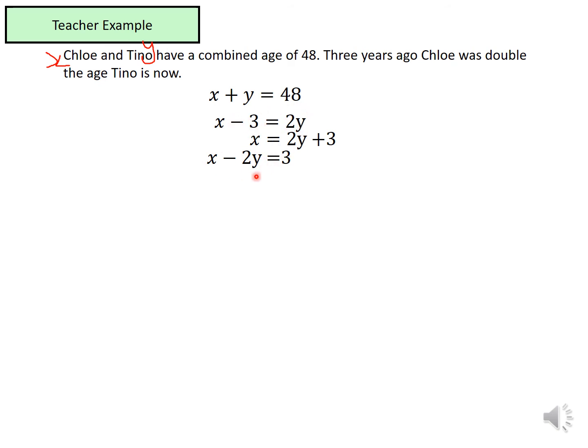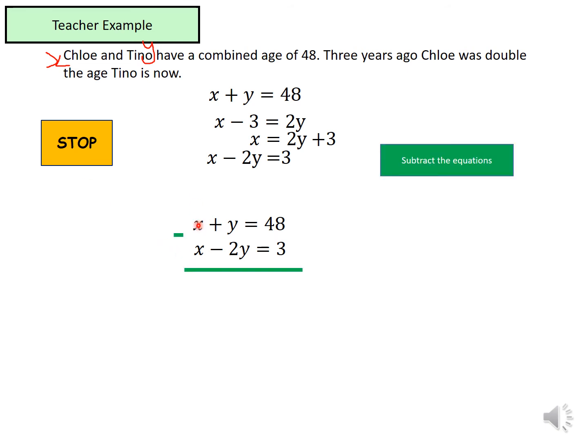Okay, now we have our two equations. Now we need to have a target. Our target is x. Stop. Are they the same? Yes. Take away, and you end up with this. Remember, y minus minus 2y, that's 3y, and 48 minus 3 is 45. Solve for y: you divide both sides by 3, and y is equal to 15.